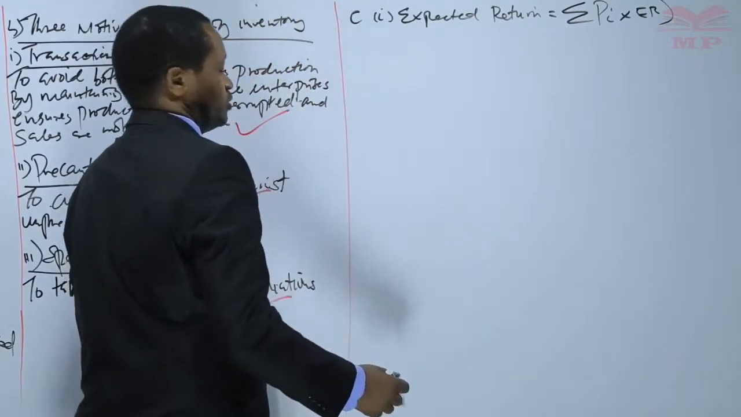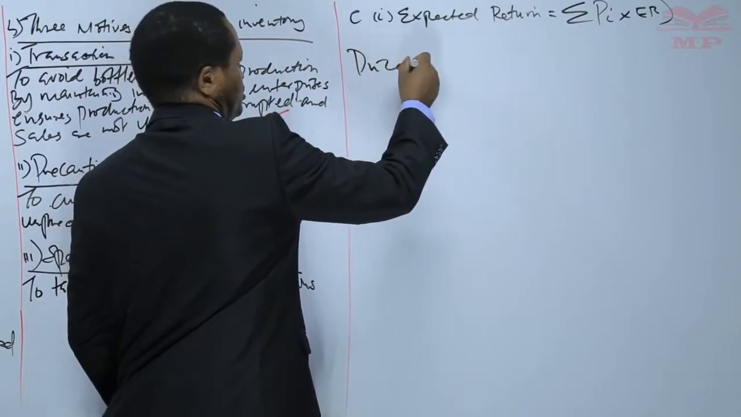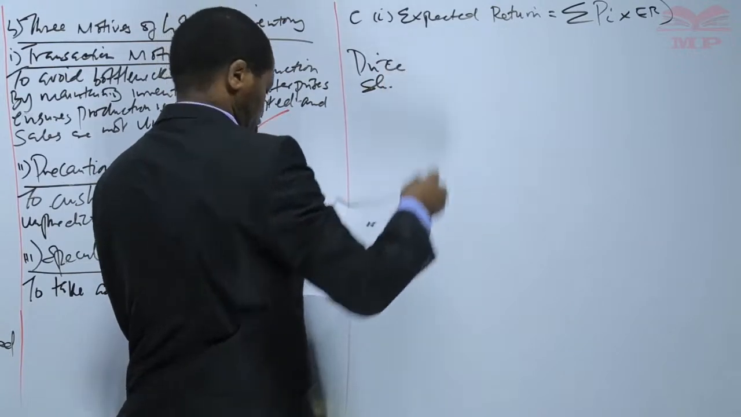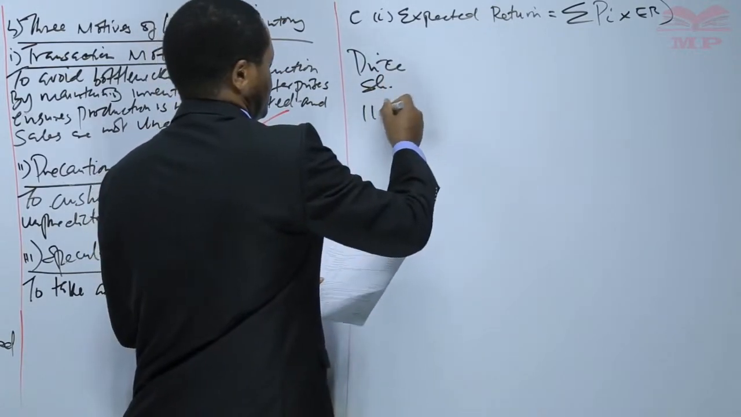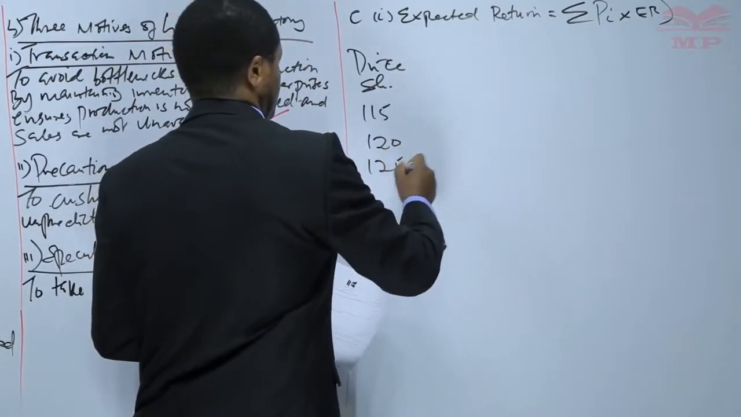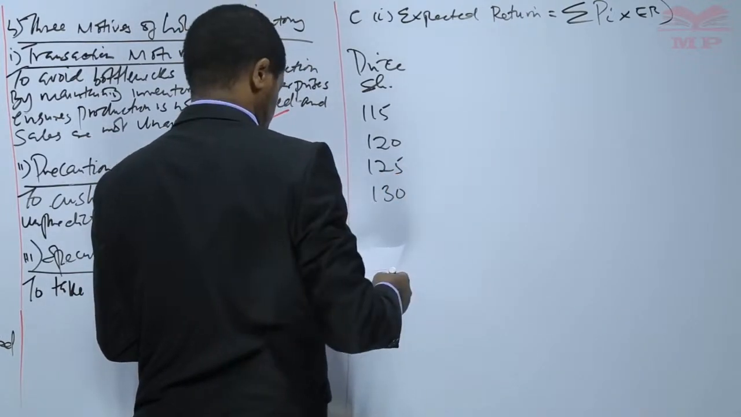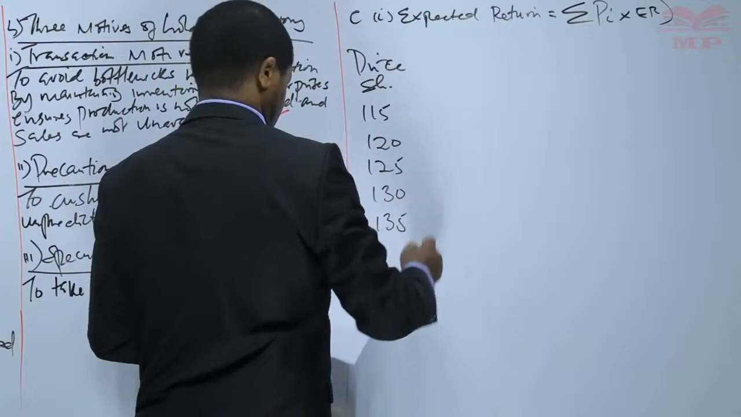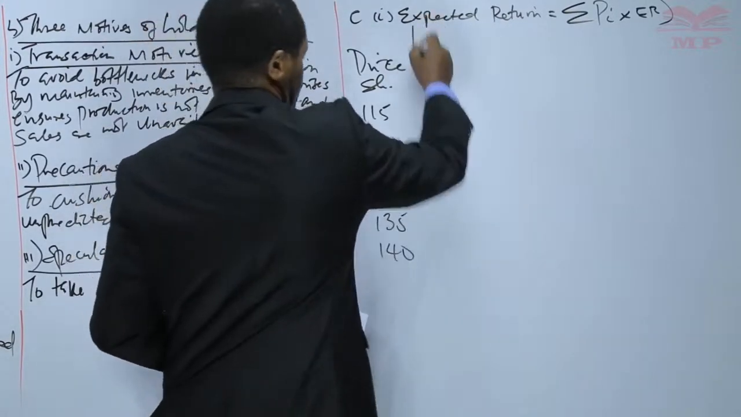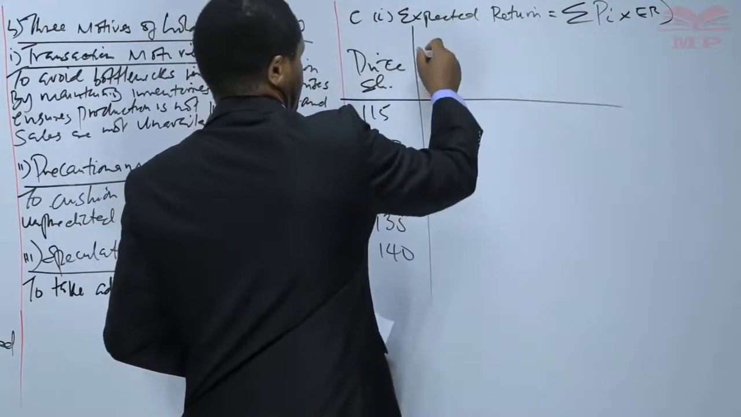Okay, so we'll have a table, present this in a table. Price in shillings: 115, 120, 125, 130, 135, 140. Price in shillings.